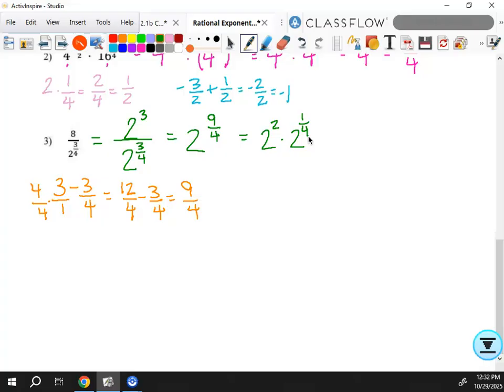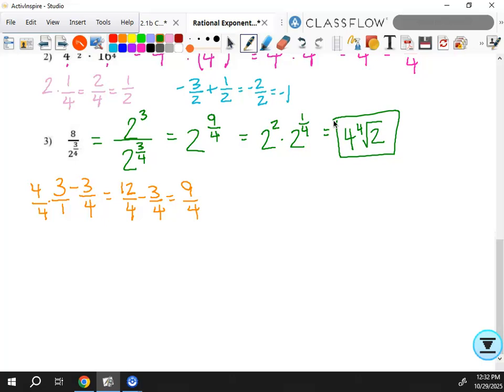And then that means that what is 2 squared? 4. And that's going to be 4 times the 4th root of 2. And that's all we can do there. And that is it.